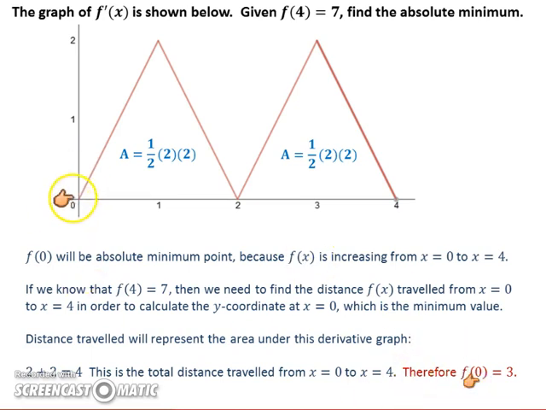This all comes from knowing that the picture we're looking at is a forever increasing function because the first derivative is positive the whole time. The highest point on this function is going to be at 4 just because it's increasing the entire time from 0 to 4. So if this is the highest point, f of 0 is going to have to be the lowest point because it's increasing the whole time. This is going to be the absolute minimum. If you know the distance that this particle traveled, or whatever we're talking about traveled, is 4, you're going to take this y coordinate and subtract the distance to get our absolute minimum of 3.